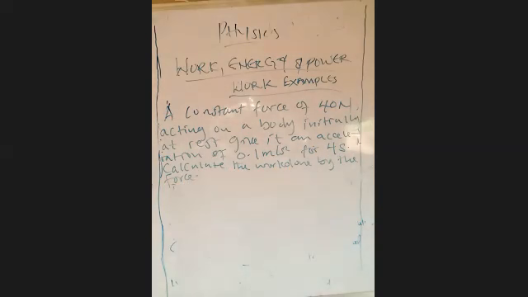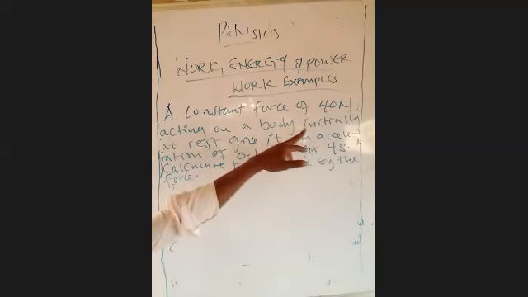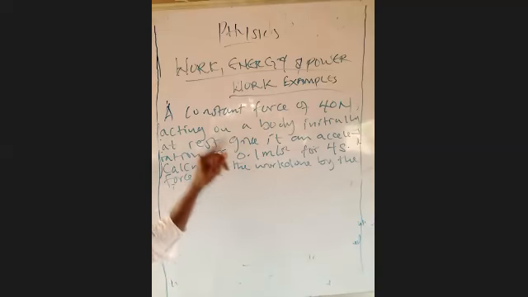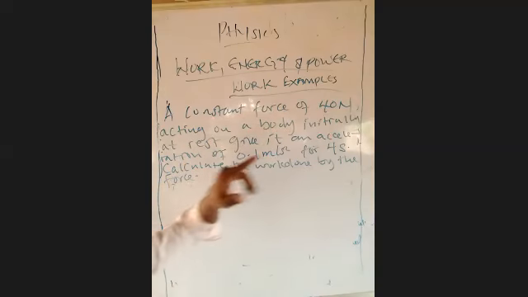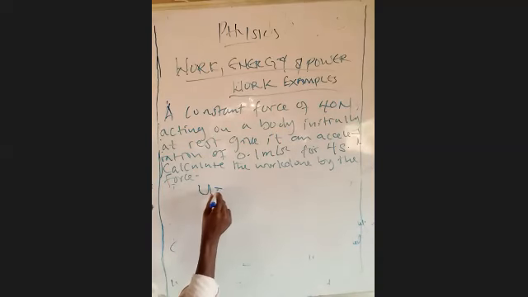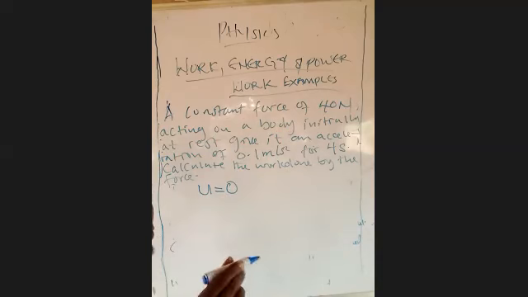According to this question, there is no way that we can solve this question without putting in some equations of motion. Because here I say constant force of 40 Newton, and actually we want to find the work done, but there is no way we can find a distance here. This is the force acting on the body initially at rest. So here we have what we call initial velocity, which is u, and this is equal to 0. So u at rest is 0.